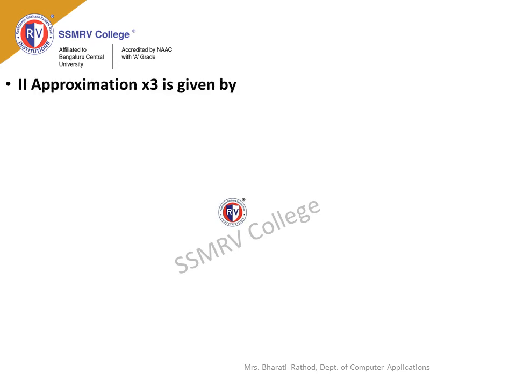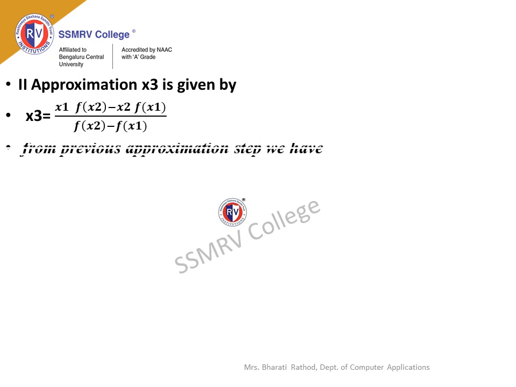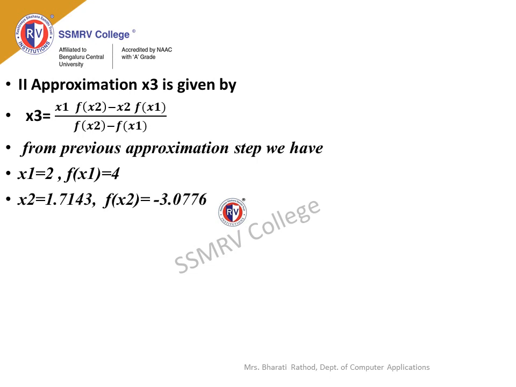The second approximation x3 is given by x3 equal to x1 f of x2 minus x2 into f of x1 divided by f of x2 minus f of x1. From the previous step, we have the value of x1 equal to 2, and we find f of x1 by substituting the x1 value in equation number 1. So, f of x1 equal to 4.